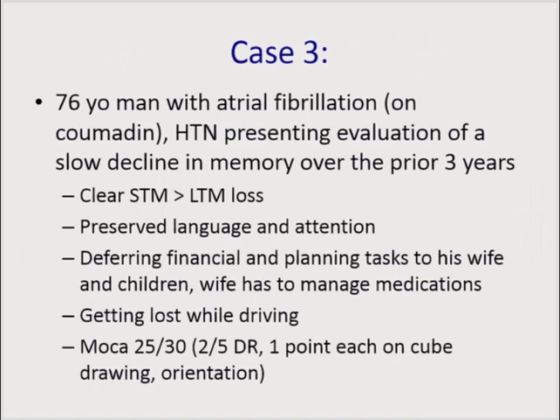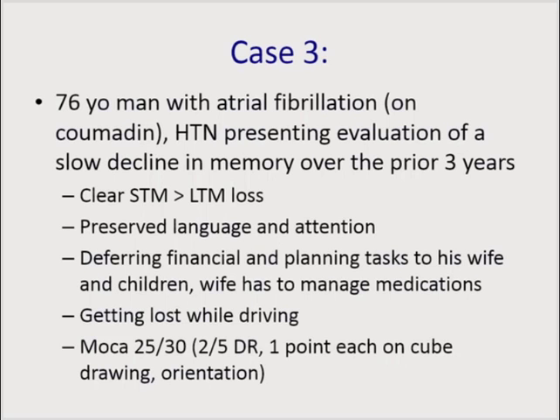So the next case was an interesting man. He was a 76-year-old individual, former physician with atrial fibrillation. He was on Coumadin for amelioration of stroke risk, who presented with slow decline in memory over the prior 3 years. So he had a clear gradient of short-term versus long-term memory loss. He had preserved language and attention, but he had started to defer financial planning and tasks to his wife, and he started getting lost while driving.